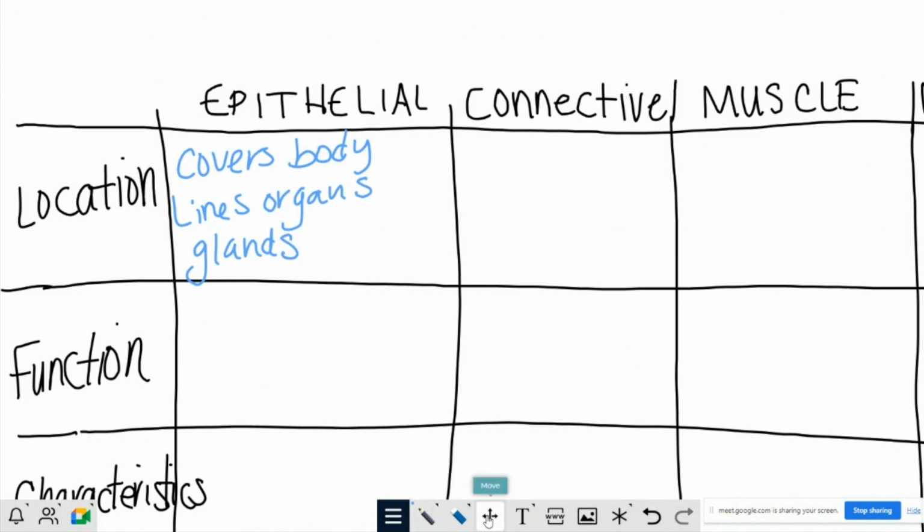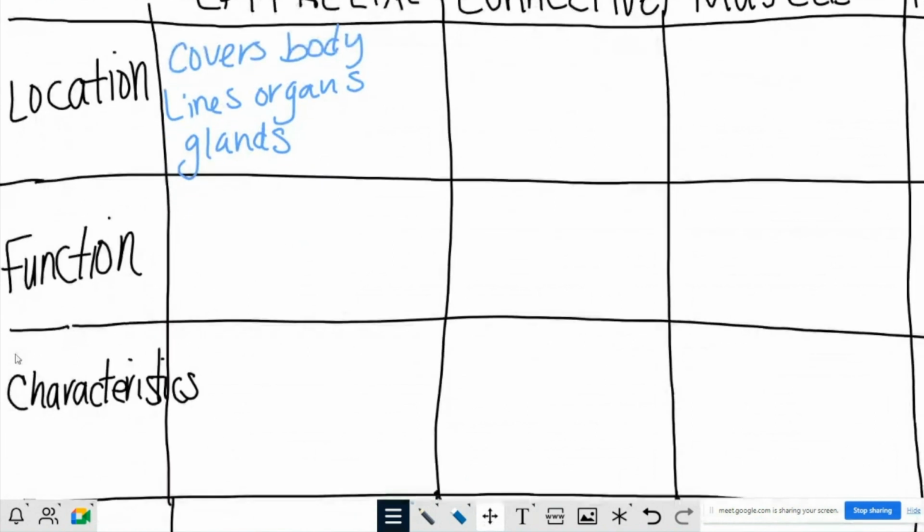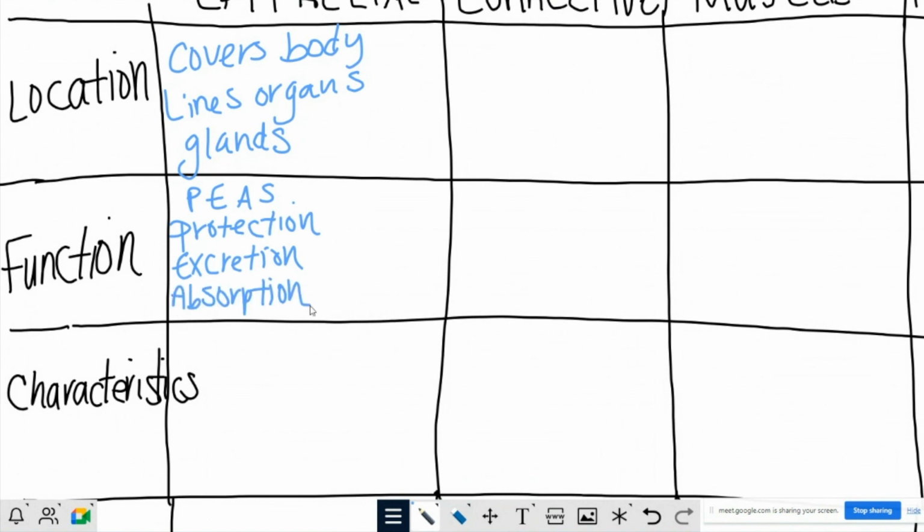So the functions of epithelial tissue. I like to use the acronym PEAS. The functions of epithelial tissue are as follows. Protection, think about your skin. Excretion, think about your glands, like your sweat glands, excretion. Absorption, taking things in. And lastly, secretion, which again, secretion referring to making a product and sending it out. And glands do that as well.